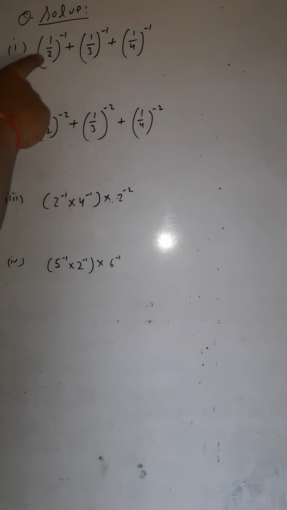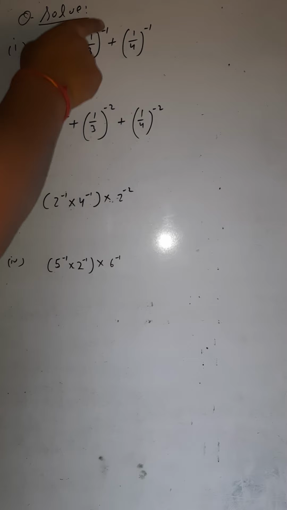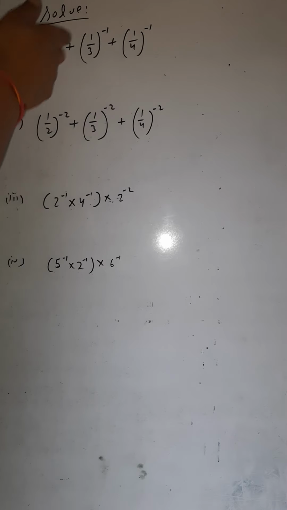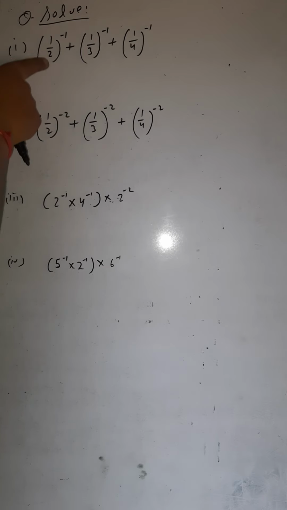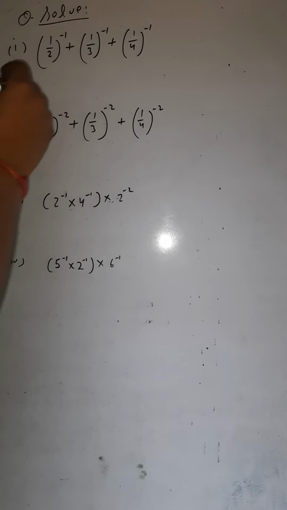Question number 1 is (1/2)^-1 + (1/3)^-1 + (1/4)^-1. You can make these powers positive by reversing the order of the fraction inside. We have already discussed the different formulae, so we will be using them here. Suppose it is (1/2)^-1, you can make it positive by reversing the order inside. We have already discussed this sort of question.